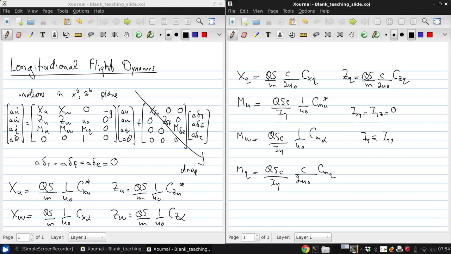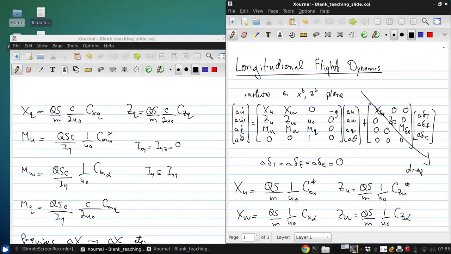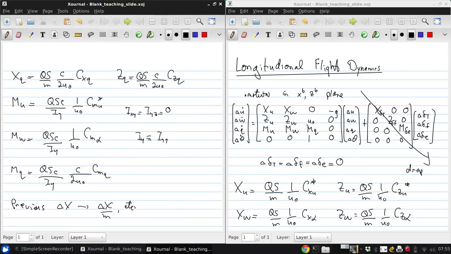So note that all these derivatives have been redefined with factors of 1 over m compared to the original way that we set this up. So this means our previous definitions of delta X now actually become delta X over m, and similarly for everything else. This is just a convenience to prevent us from having to write factors of mass all over the place inside this matrix.